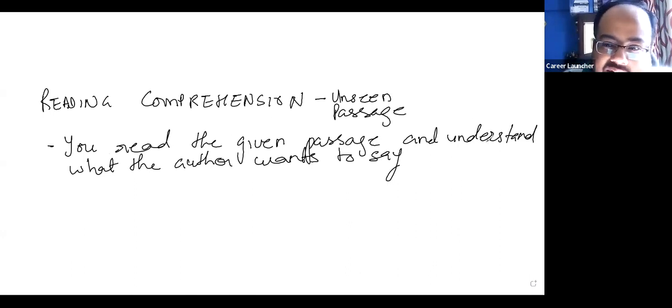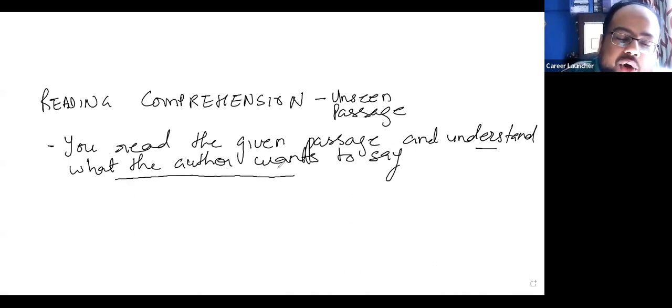The second part of this sentence, where I say you try to understand what the author wants to say, is something very important. Because when we read a given passage, in case of reading comprehension, it is not our personal interpretation that matters. What matters is how well we are able to understand what the author wanted to tell us. So please keep one thing in mind. Reading comprehension is always from the perspective of the person who has written the passage. It is not our individual perspective. It is the perspective of the author that matters.